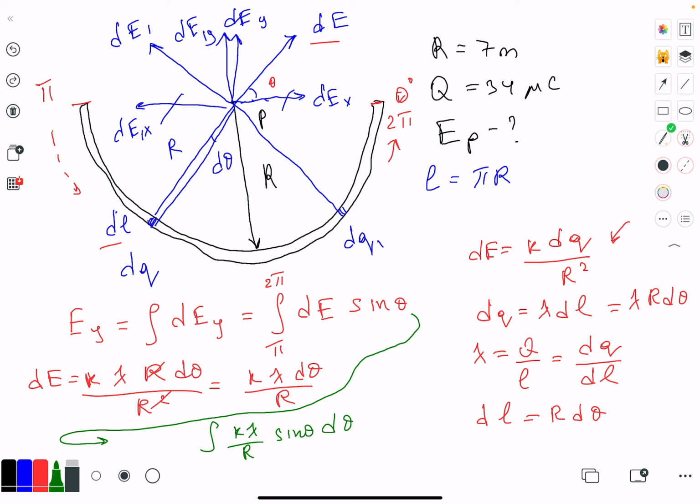You might be asking, what is our lambda? Lambda is the total charge divided by L. What is the length in our case? The lambda is equal to total charge divided by the length, which is pi r. So that's it. If you plug in and integrate it, you should get the answer.